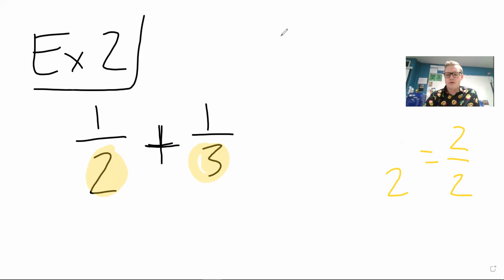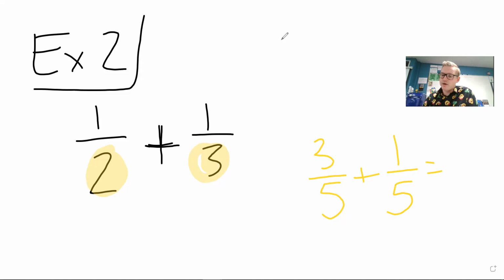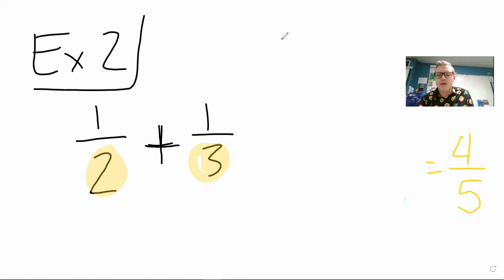If I had 3/5 plus 1/5, again, I could add those together because both fractions have a bottom number of 5. So I could add those together. 3 plus 1 is 4, and the bottom number stays the same. The problem with the problem we're looking at is the 2 and the 3, so our denominators are not the same. So we need to make sure that they are the same. So let's figure out how we can do that.